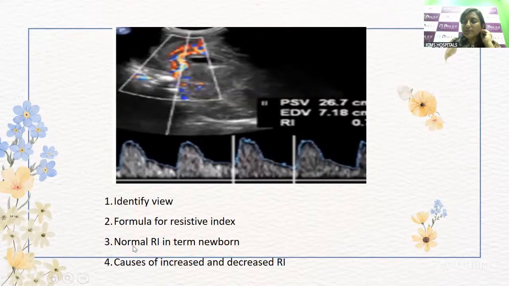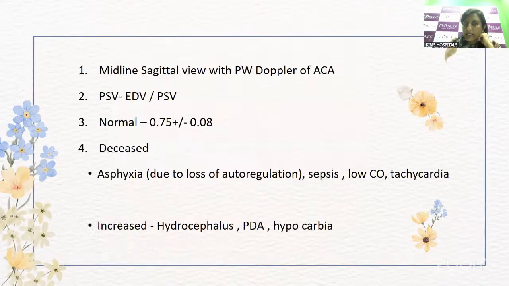And what are the causes for increased and decreased RI? Increased RI is because of PDA, hydrocephalus, and hypocarbia, whereas reduced RI is because of asphyxia, shock, sepsis. So anything below 0.6 or 0.55 is taken as decreased RI.